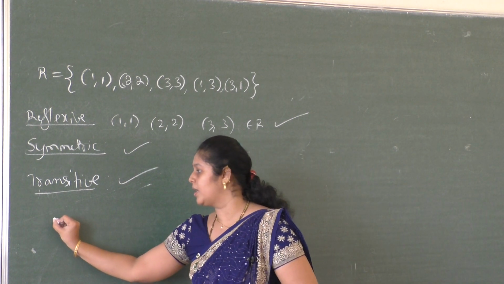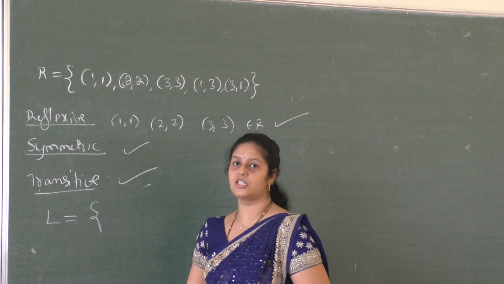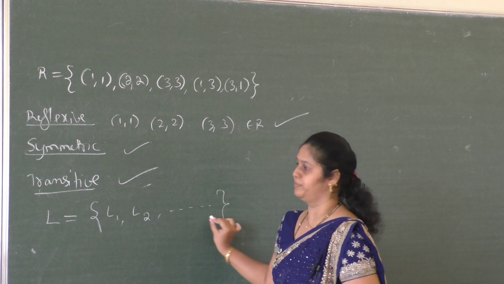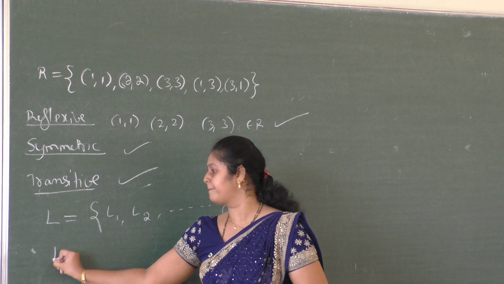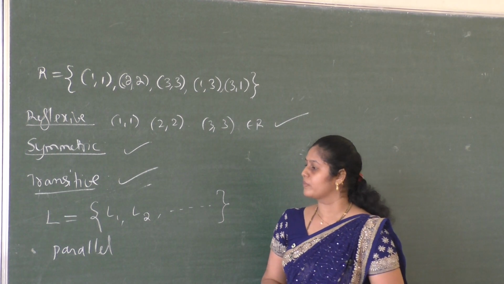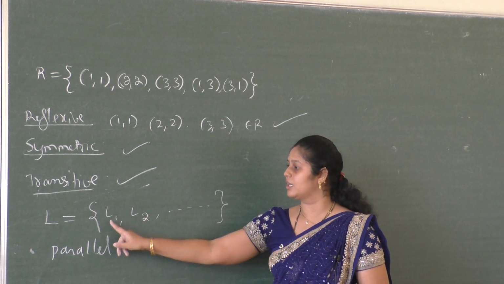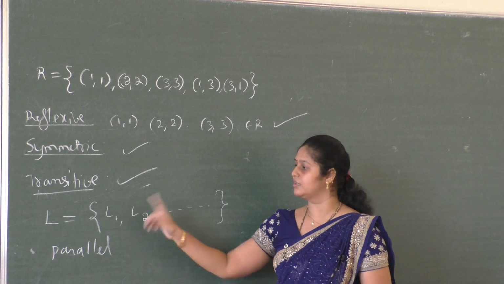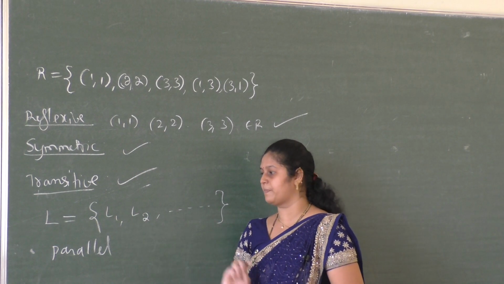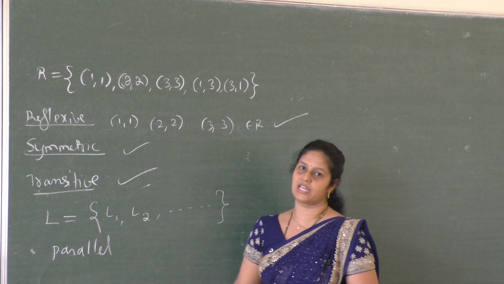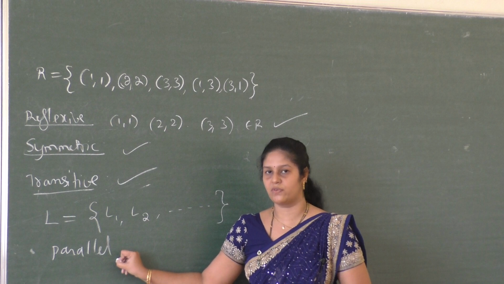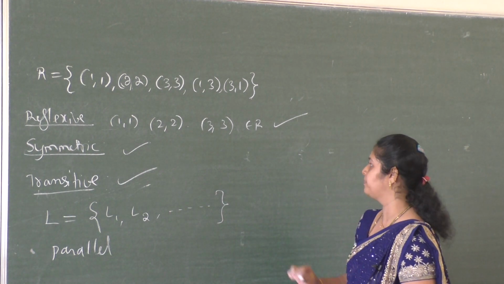Now consider the set of all lines L1, L2, L3 and so on. The relation is parallel. Now, whether this relation, that means any two lines are related if they are parallel. So L1 is related to L2 if these two lines are parallel, L2 is related to L3 if those lines are parallel. Now what about this parallel relation, whether it is an equivalence relation or not?